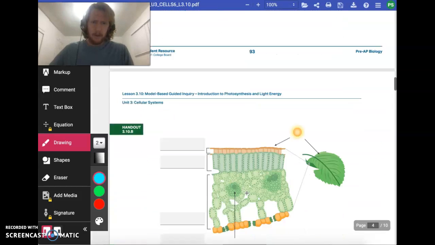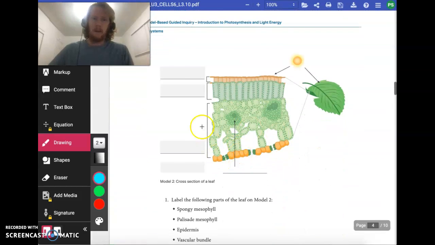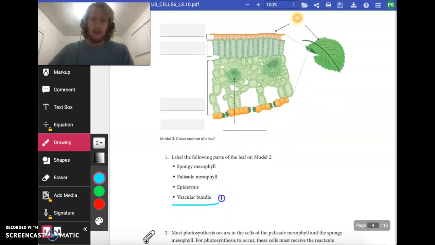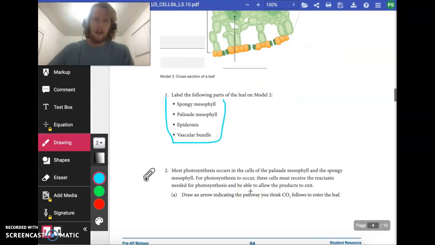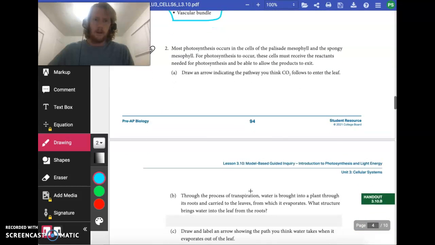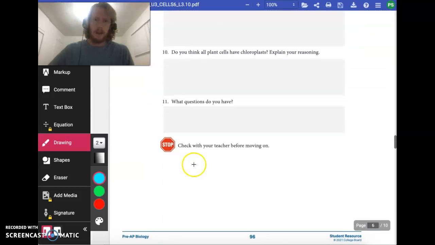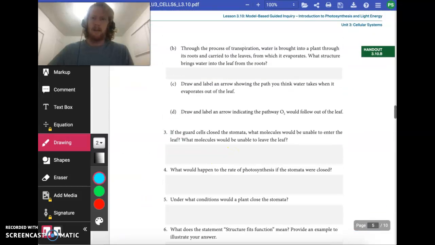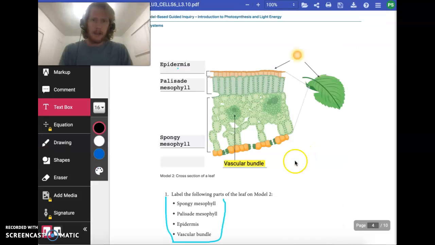Okay, so based off that information, you're going to pause the video, come back and label this based off of what we just talked about. So label using these labels here. And then you're going to answer the rest of the questions here all the way down to where it says stop, and then come back to check your answer. All right, so you're back here.